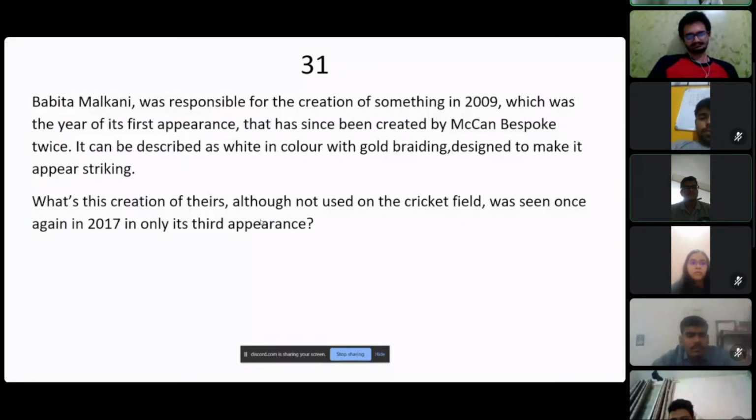The pounds will be closing in 5, 4. Related to gold braiding and white color, so you may answer the question very quickly. 5, 4, 3, 2, 1, and the pounds is closed. Direct to P1. P1 may answer the question.